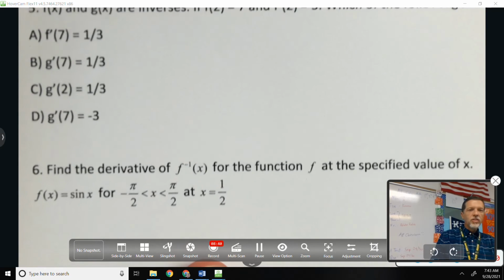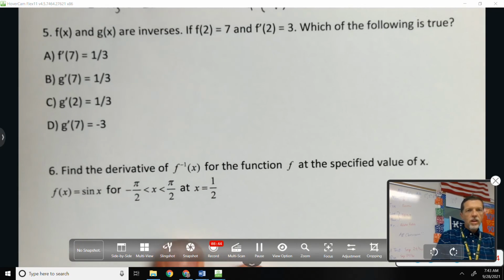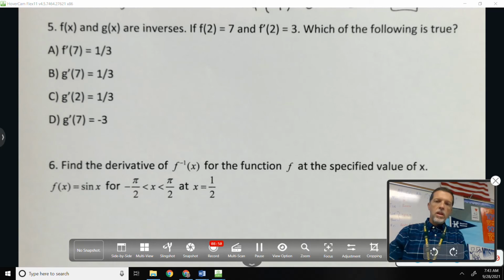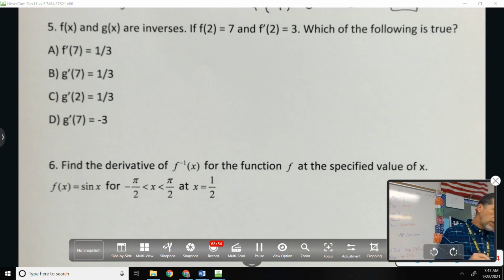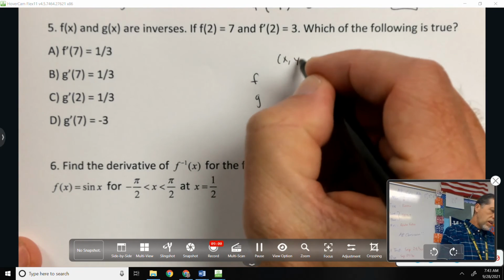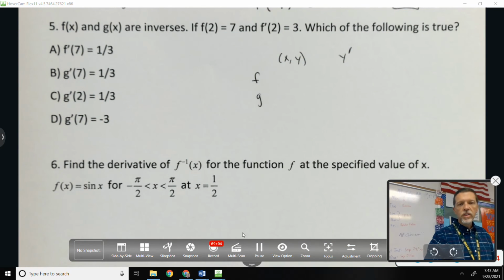All right, the next two are inverse type problems, which is what we did yesterday. So I'll press pause and give you a chance to do those. Again, I think setting up the table is the way to go. But I'll let you figure those two out, and then we'll go over those.